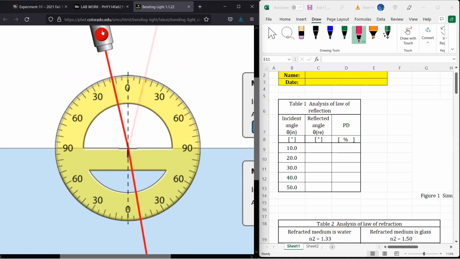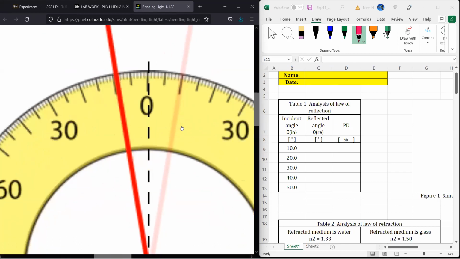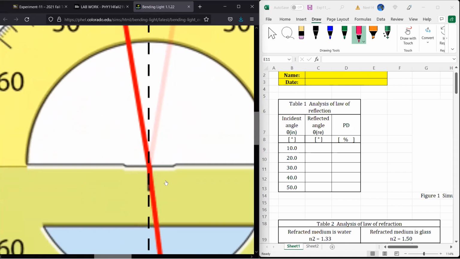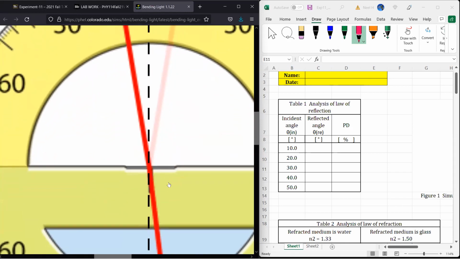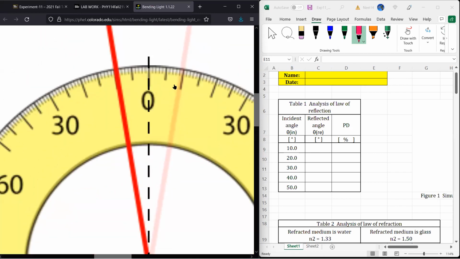Let's start with a small incident angle I'm going to measure. You can see the laser beam is a little bit thicker, a red line. Because of that, I'm going to consider this outer edge of the laser beam on one side, right here, and the same outer edge right here. So you have to make sure this point right here aligns exactly with the black dotted line. If not, then I have a reading error here.